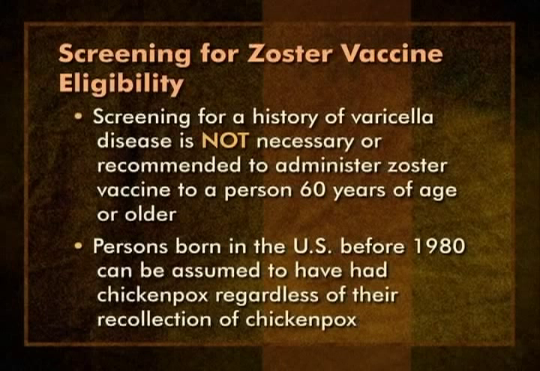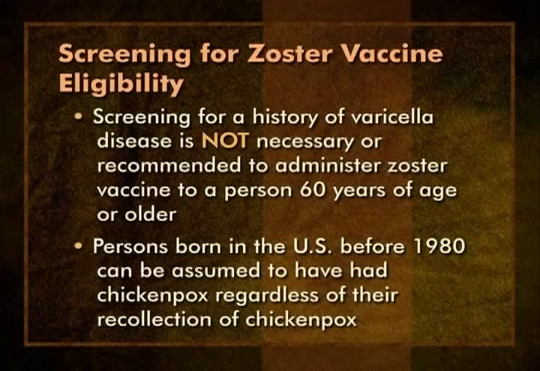The availability of zoster vaccine has also raised many questions from clinicians about the need to determine the person's past history of varicella, either by obtaining a history of chickenpox or by serologic screening for varicella antibody. Neither of these is necessary. Screening for a history of varicella disease is not necessary or recommended in order to administer zoster vaccine to a person 60 years of age or older.